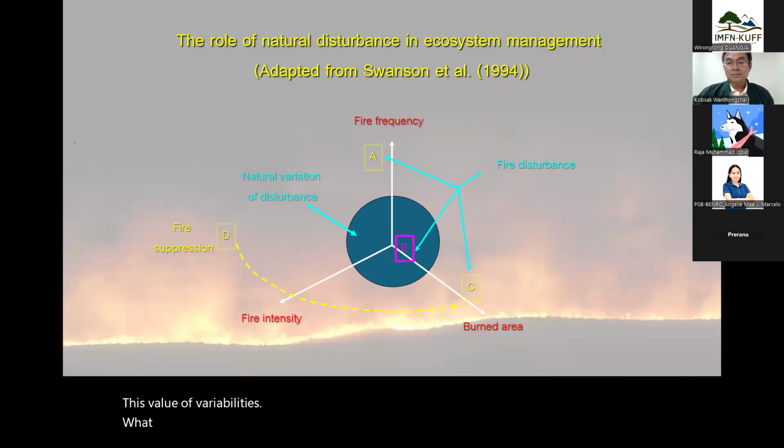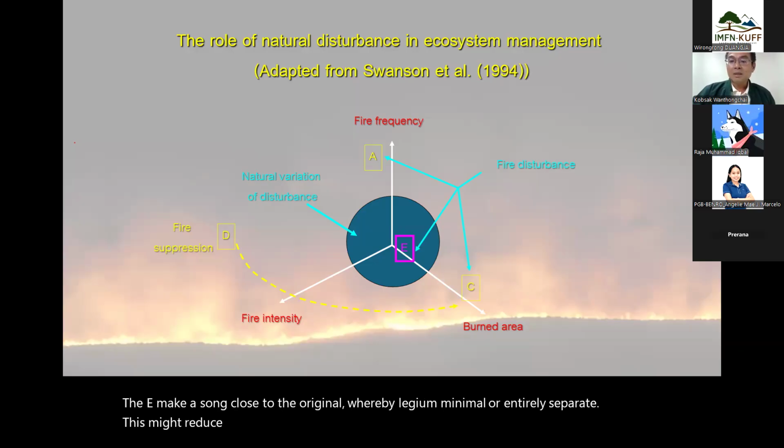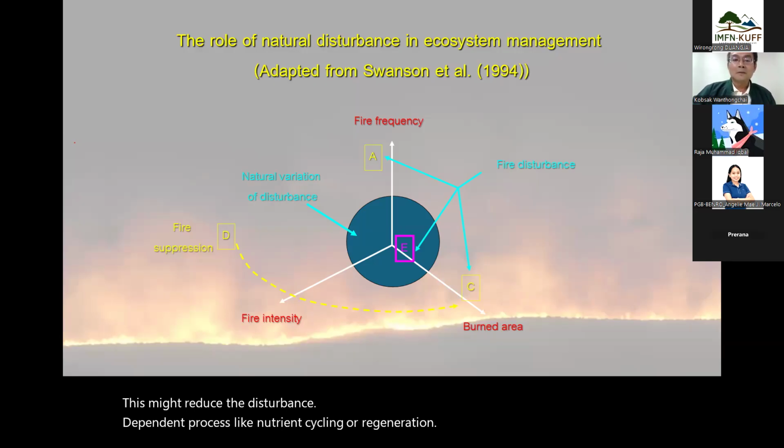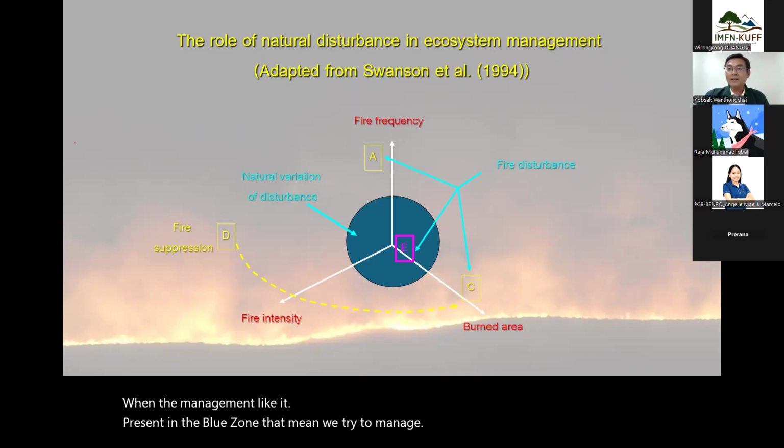What about E? E makes a zone close to the origin, where fire regimes are minimal or entirely suppressed. This might reduce disturbance-dependent processes like nutrient cycling or regeneration. So when management like E is present in the blue zone, that means we try to manage in a way that compromises the natural disturbance of fire in this blue zone.